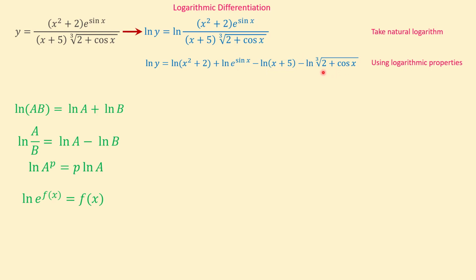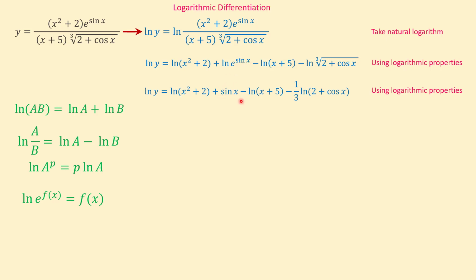And about this expression here, we know that cube root means to the power of 1/3. We can bring the power to the front of ln based on this property. When we have a power over an expression, we can bring the power to the front of ln. So we can rewrite ln of the cube root of (2 + cosine of x) as 1/3 ln of (2 + cosine of x). And again, ln of e to the sine of x is sine of x. ln of e to any expression equals that expression.